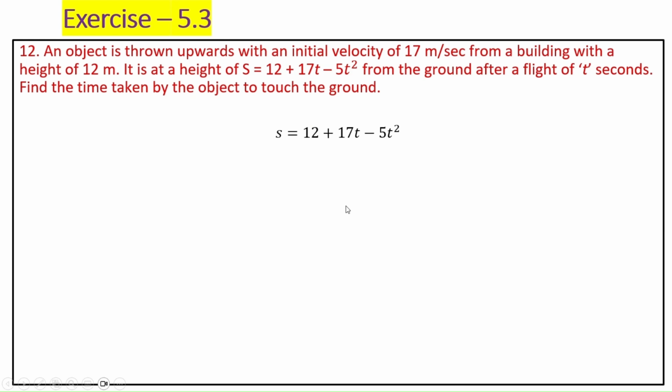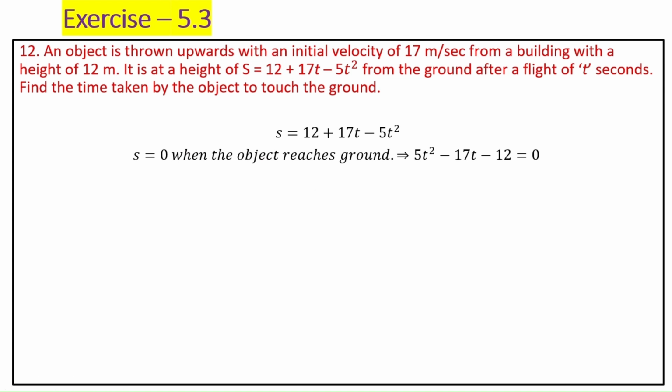Okay, as told initially, the distance covered by projectile motion is a quadratic equation. So that is what is given here, 12 + 17t - 5t². It is a quadratic equation in time variable t. So this is the equation which they have given.